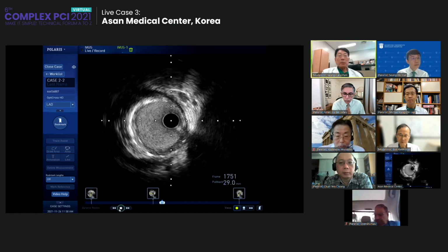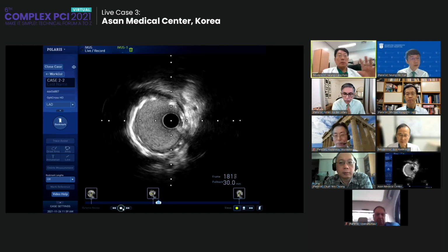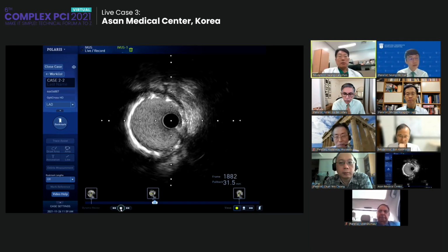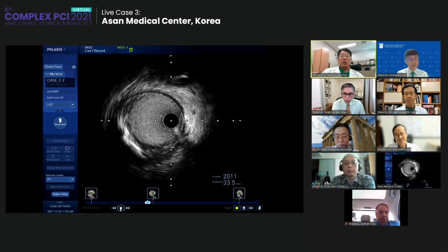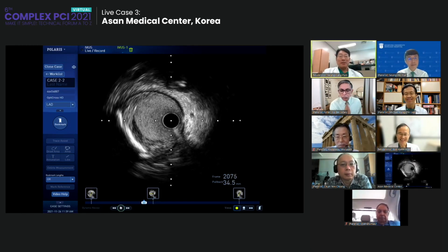More than 80% thrombus, right? Almost shot the blood. So you dilate the thrombus, showering out to the distal part.